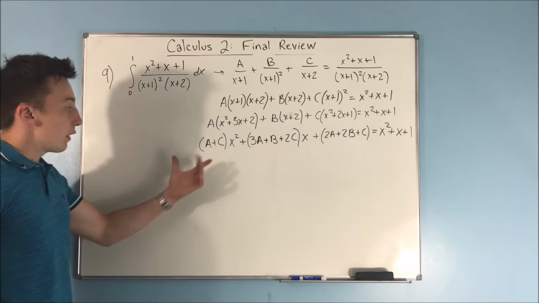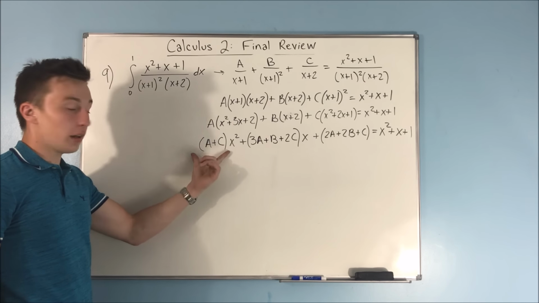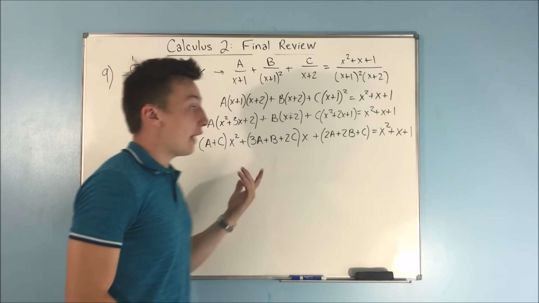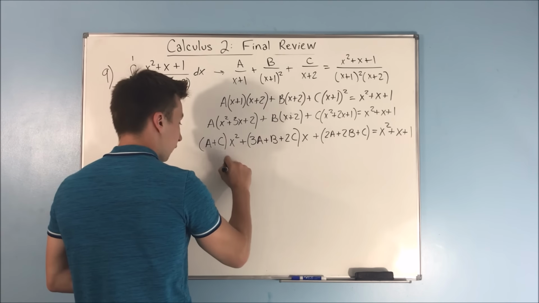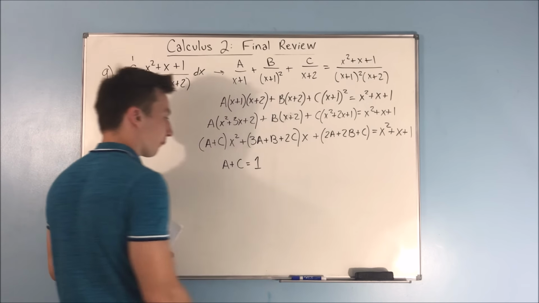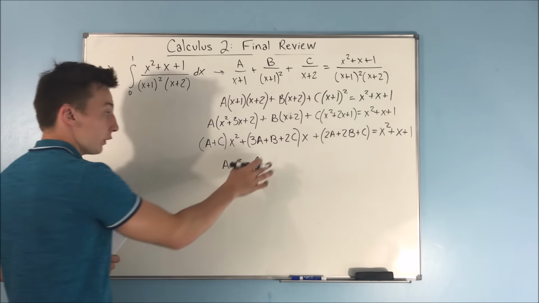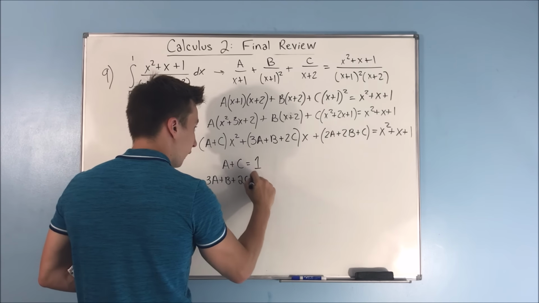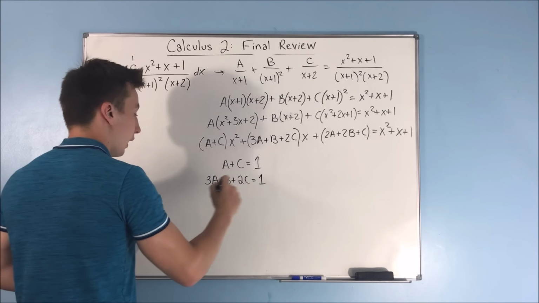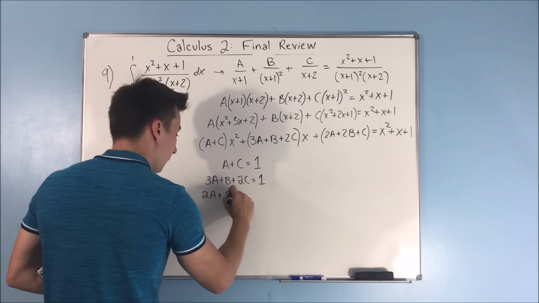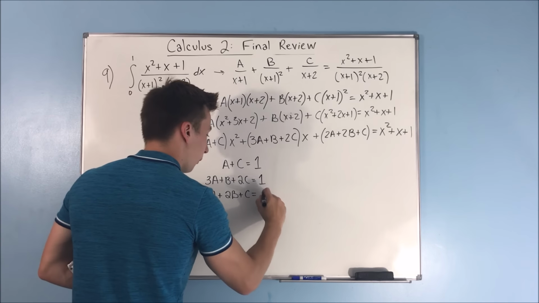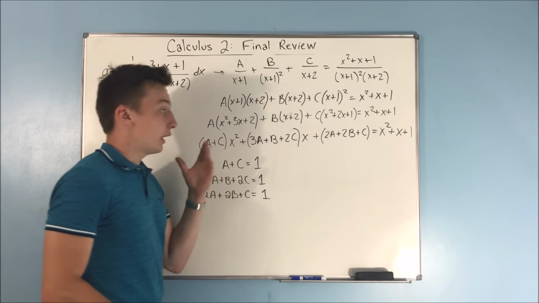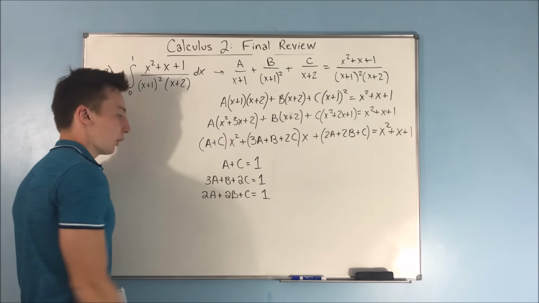Now, the coefficient on our x squared term here needs to equal the coefficient on our x squared term here. That means that A plus C is going to equal 1. And that also means that 3A plus B plus 2C is going to have to equal 1 as well. And 2A plus 2B plus C needs to equal 1, because all of our coefficients here and our constant is all 1. So that's why everything's equal to 1.